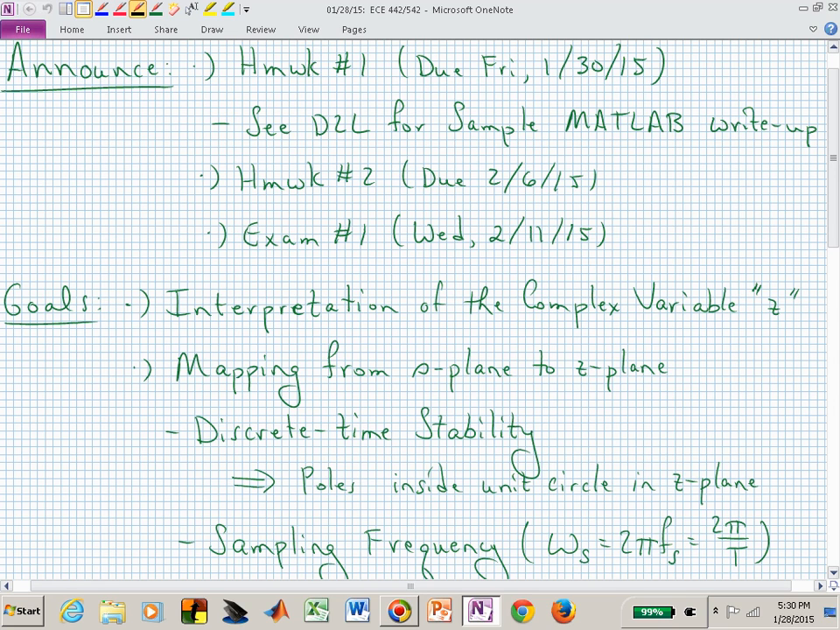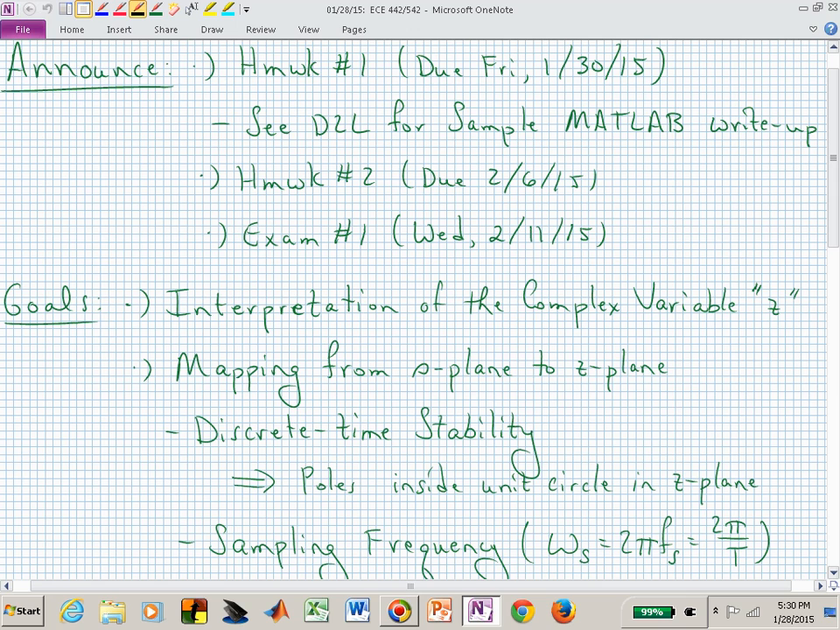Homework number 1, I've been seeing a few people in my office hours, and so I'm guessing a few of you have started. That's due on Friday. And there is a sample MATLAB write-up for one of the parts, meaning you have 25% of your answer already provided to you, but I've had a few emails from students saying, how do you want us to write up these MATLAB exercises? And I hope it's not that difficult.